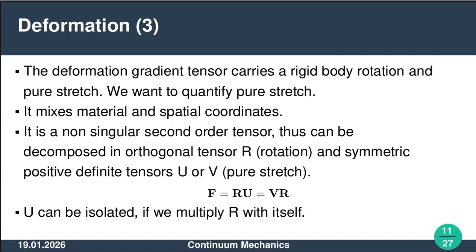It reads F equal R times U equal V times R, with U the material and V the spatial stretch tensor. They are also called respectively right and left stretch tensors. In RU, the material point is stretched and then rotated. In VR, it is first rotated and then stretched. So, because R is an orthogonal tensor, a multiplication with its transpose gives the identity matrix, and we can isolate U or V.